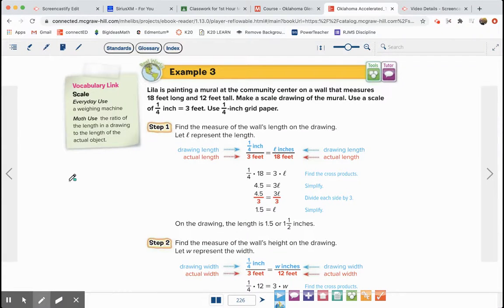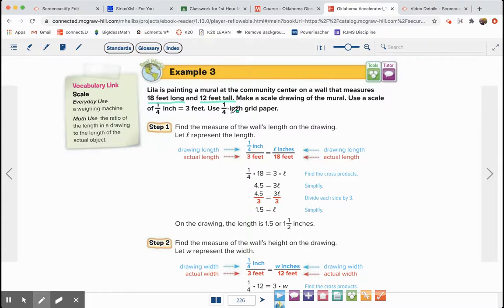Okay, example 3. Now we're going to look at scale drawings. It says Lila is painting a mural at the community center on a wall that measures 18 feet long and 12 feet tall. So she's painting a picture on the wall with these measurements. It says make a scale drawing of the mural. Use a scale of 1/4 inch equals 3 feet.